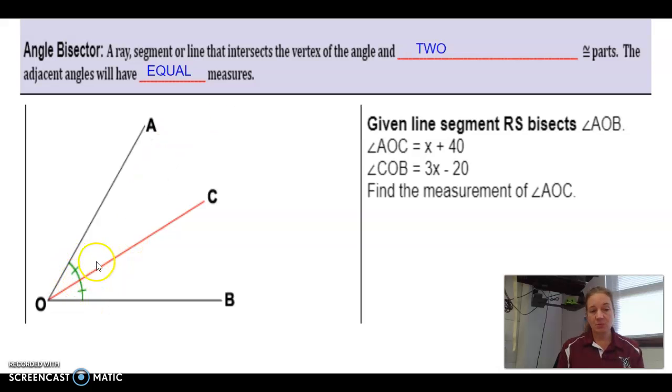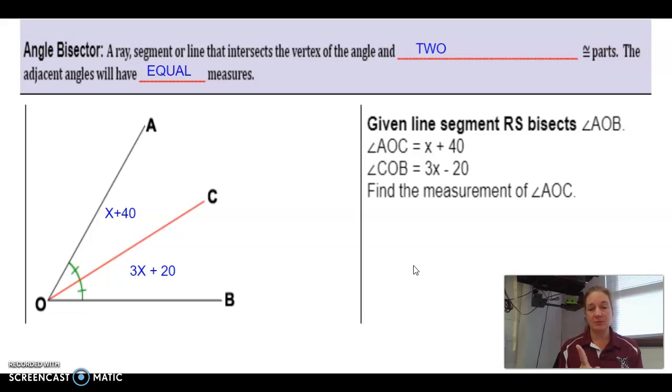And that's marked here. Remember, we went over this. Tick mark, they're the same. So angle AOC is equal to angle COB. And I'm told over here that the line segment RS bisects, oh, not RS, sorry. Should have said CO, I didn't change it. I need to fix these notes. This should say CO. So angle AOC is equal to x plus 4. So I'm going to label it. Angle COB is equal to 3x minus 2. So I'm going to label it.